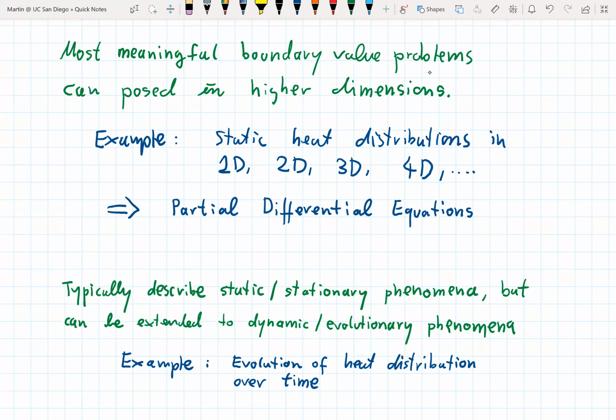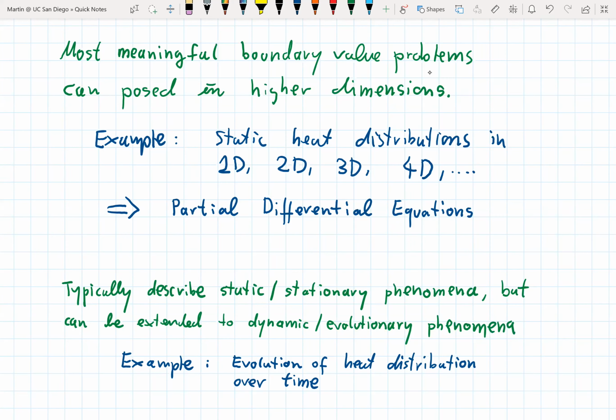That being said, virtually all interesting boundary value problems that arise in physics and engineering can in principle be modeled in arbitrary dimensions. The number of dimensions basically depends on the model that you employ in physics or in biology or engineering.